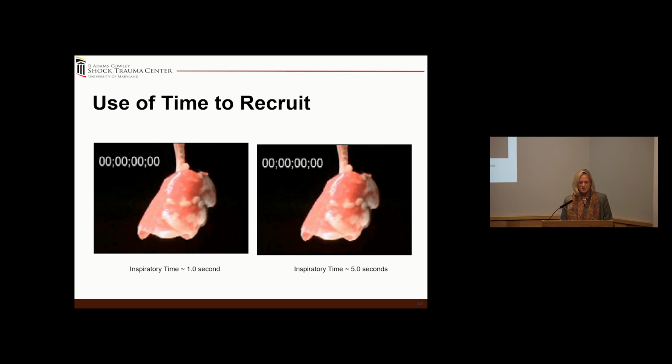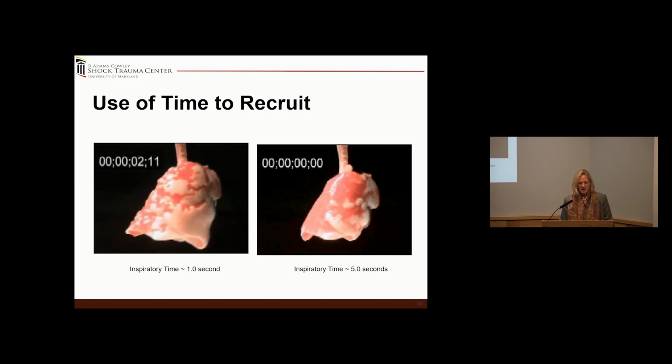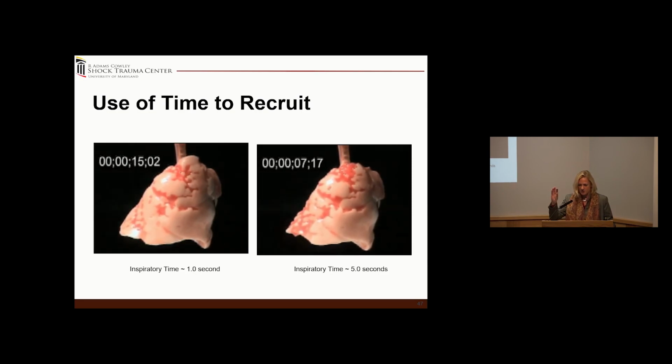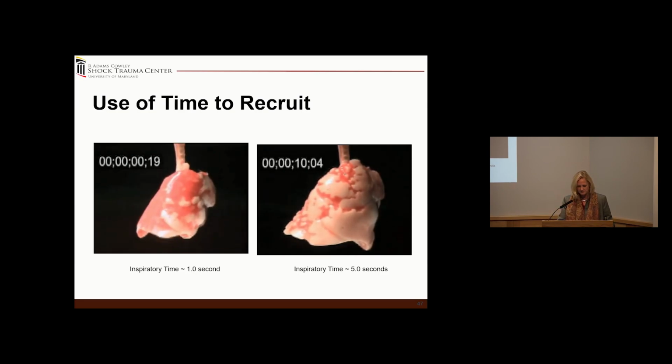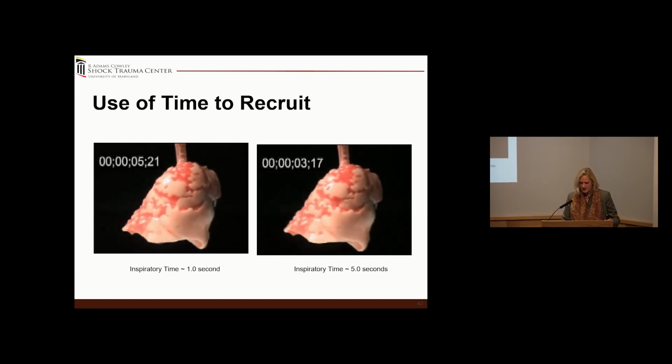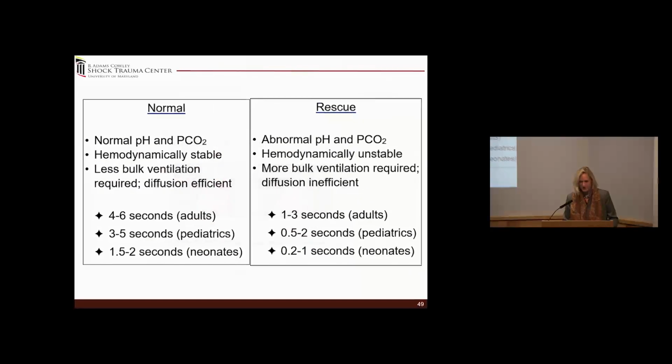Now, Luigi showed another one of these slides, but this is just looking at the difference if I have an inspiratory time set at 1 second versus 5 seconds. And this is a rat lung, so you can see what happens in basically 1 second. Oh, well, it went all the way. Maybe it's flipped. At 1 second, there's hardly any recruitment at all. There we go.